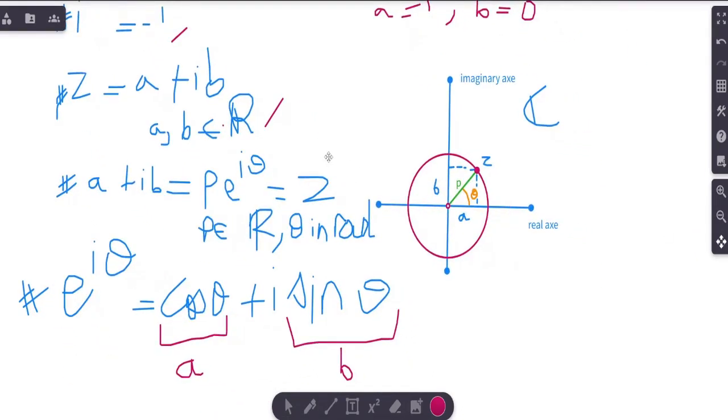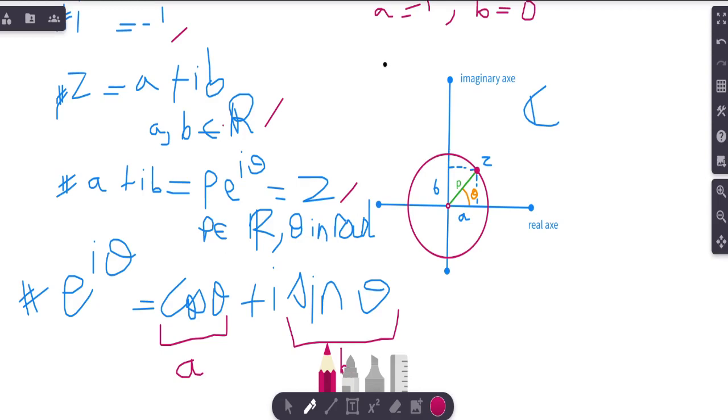So now let's move to the third property here. We can rewrite a complex number in another form called the exponential form. So if we have a complex number z equals a plus i times b, we can rewrite it as rho multiplied by exponential raised to the i times theta, with rho a real number and theta an angle in radian.